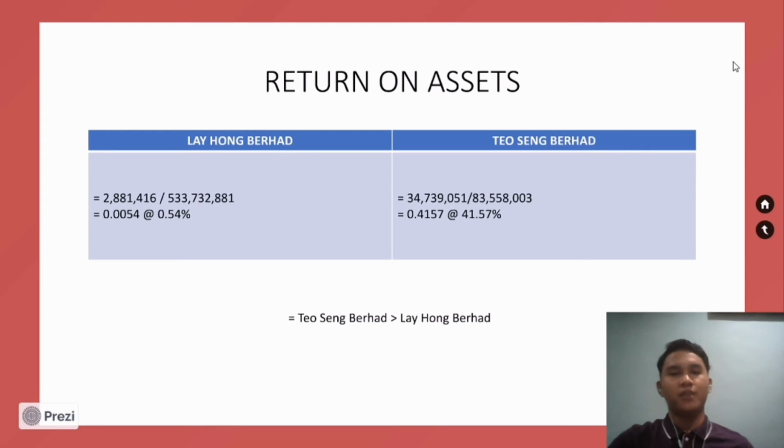Next, return on asset. Net profit divided by total asset is the formula for this calculation. Lai Hong Berhad has 0.54% for return on asset, while Teoseng Berhad has 41.57%. This means Teoseng Capital Berhad has a greater return on asset than Lai Hong Berhad.